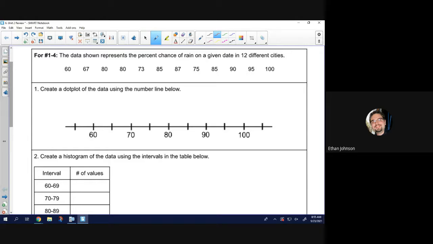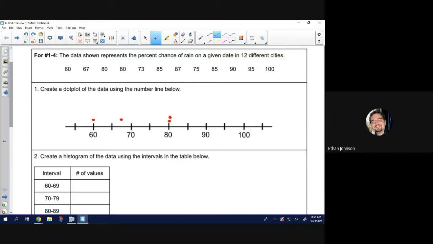The first one, we're going to make a dot plot using that number line and that information. Remember, a dot plot is the display where we just put a dot above the number. So we have 60, so put a dot above it. 67, a dot. 80, and another 80. So we stack the dots.